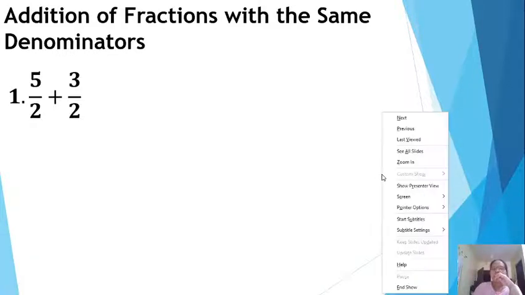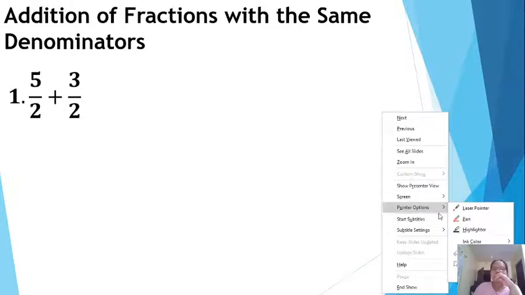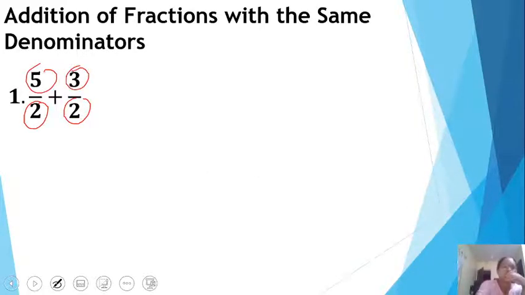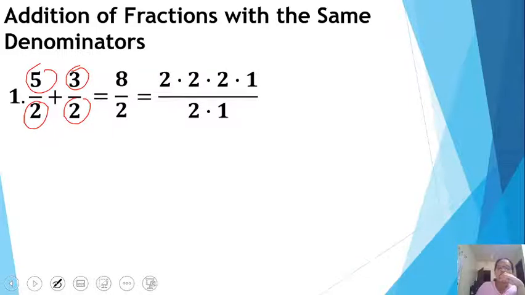For example, if we're given 5 halves plus 3 halves, in which they have the common denominator 2, you simply add the numerators 5 plus 3, which will give us 8 divided by 2, or 8 over 2. To get the final answer by dividing, that's simply 4. But why did we expand the factors? This is for the sake of the other fractions whose numerator is not divisible by the denominator.